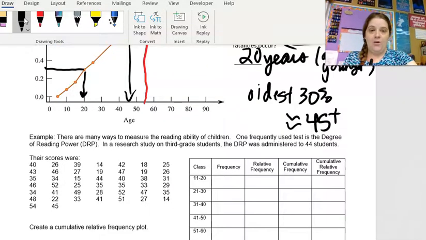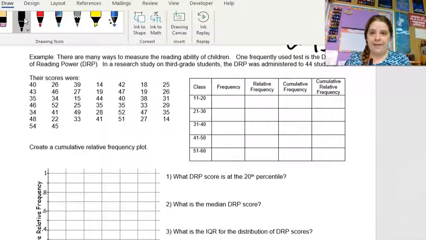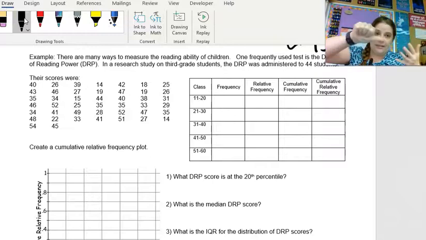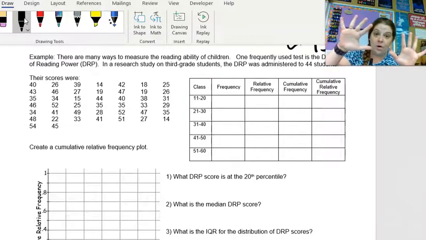All right, so I have a little example here, and it wants us to make a cumulative relative frequency plot. Now, for sake of time in the video, here's how this would work. Okay, I'm going to go through, and I've got my classes already organized. Notice 11, 12, 13, 14, 15, 16, 17, 18, 19, 20. These are all 10 units wide.